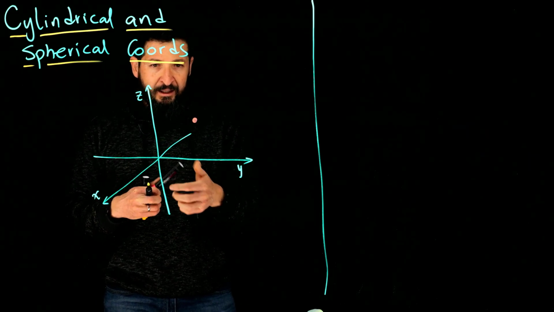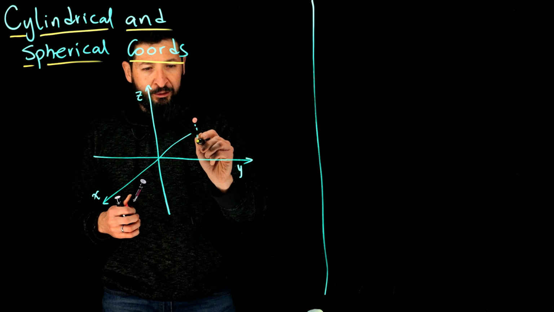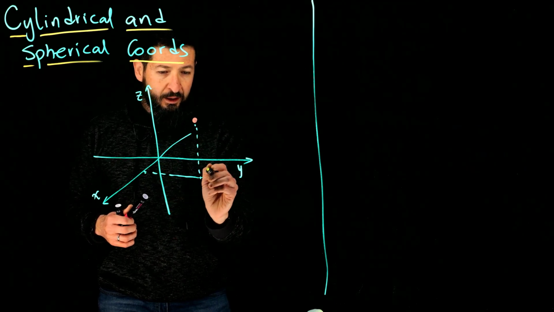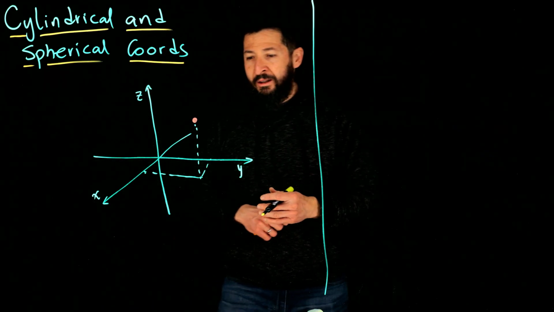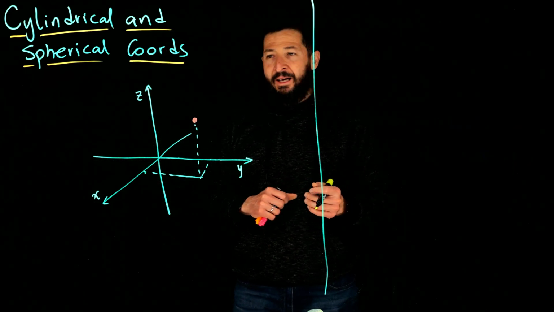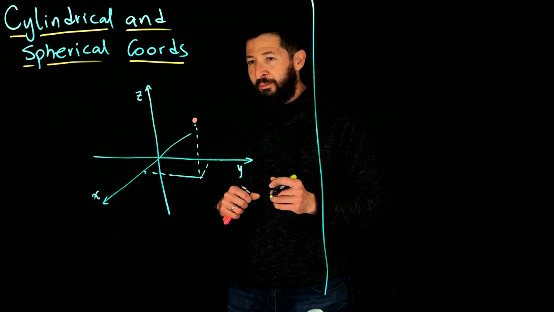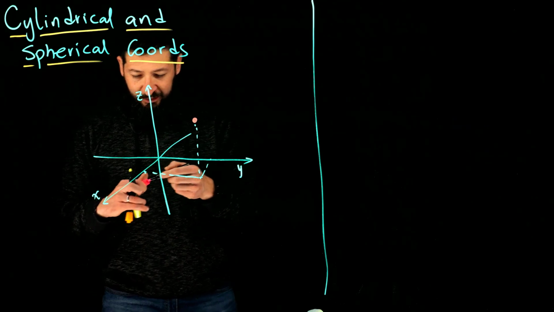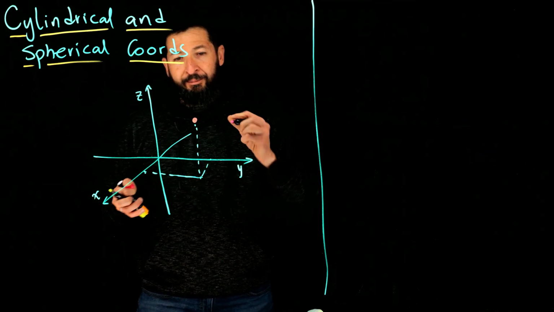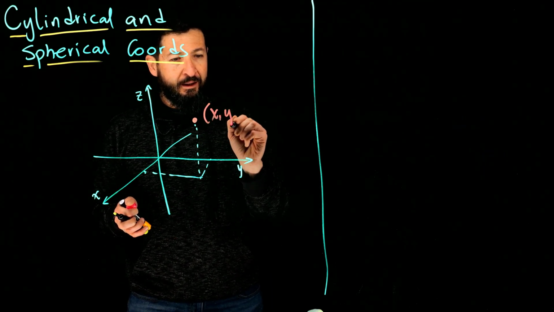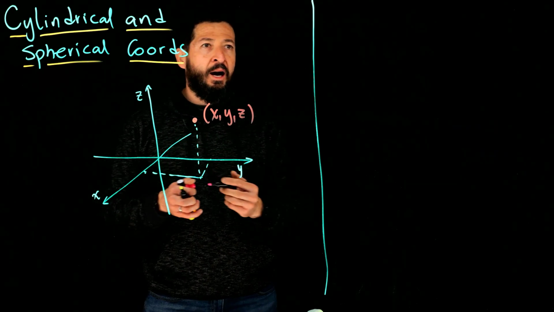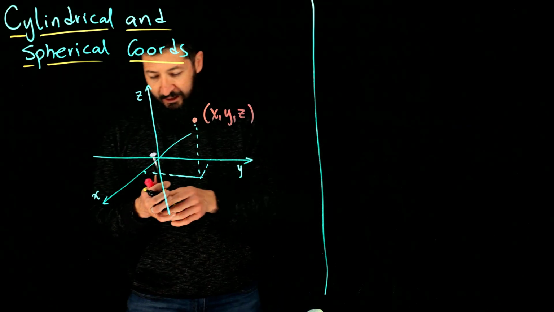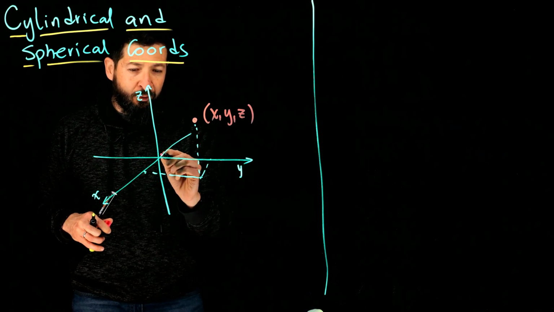Now this time we would have projected down to do our cylindrical coordinates. However, this time I am going to do something slightly different. I'm going to draw the radius. So I'm going to say that this point, let's write it as x, y, z in our rectangular system. So let's go ahead and look at what the difference is.